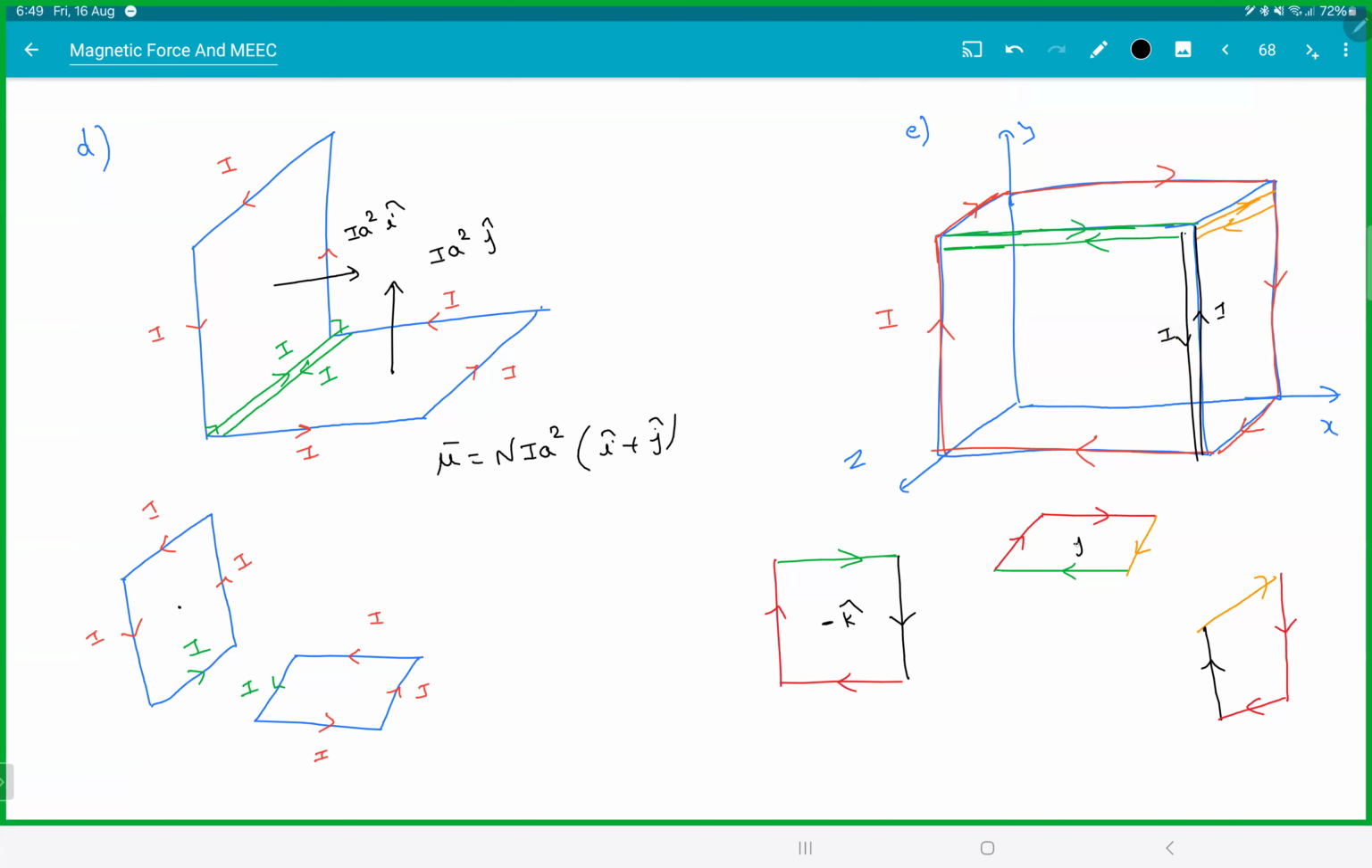This one is j cap. So this one is minus i cap. So the top one is minus j cap. Minus, that also is minus. So the magnetic moment mu will be I into a square into number of turns, length is L square, minus i, minus j, minus k. Yeah, minus j. Got this?